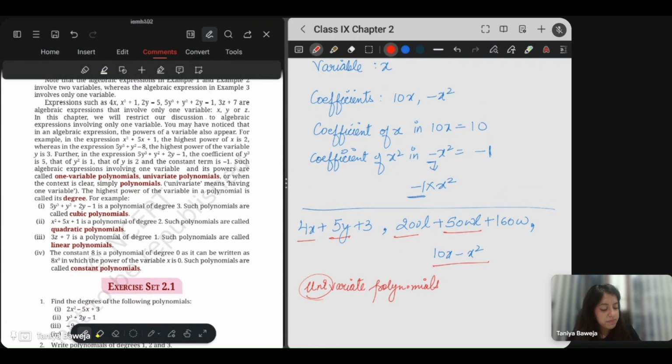So that's what is mentioned here: one variable polynomials, univariate, or simply polynomials, you say when they have just one variable involved. Now talking about the degree.